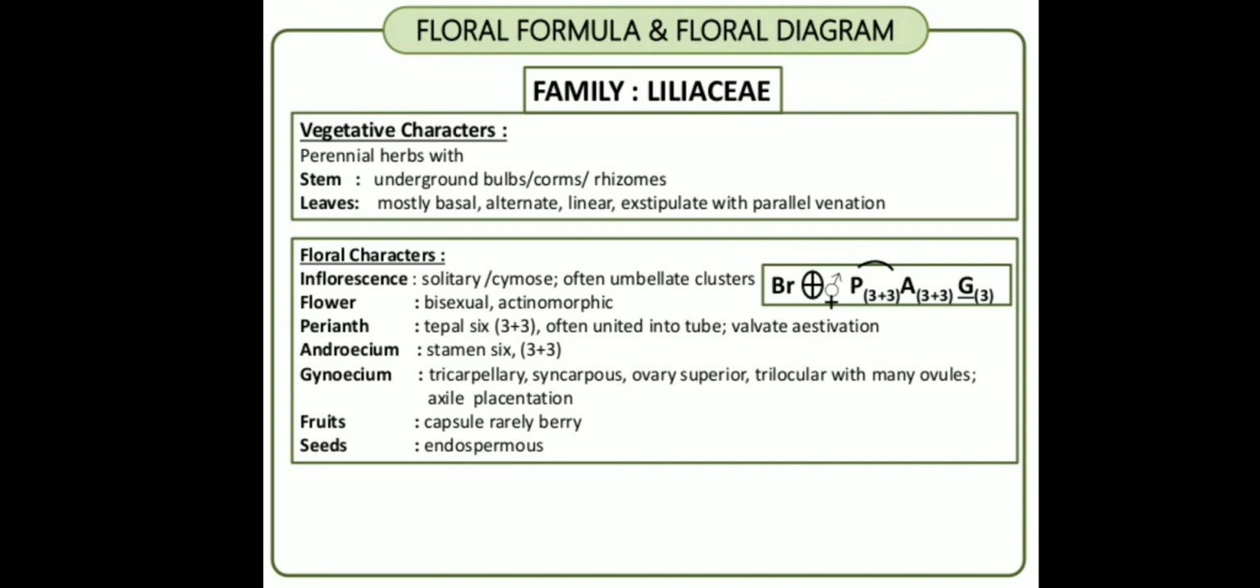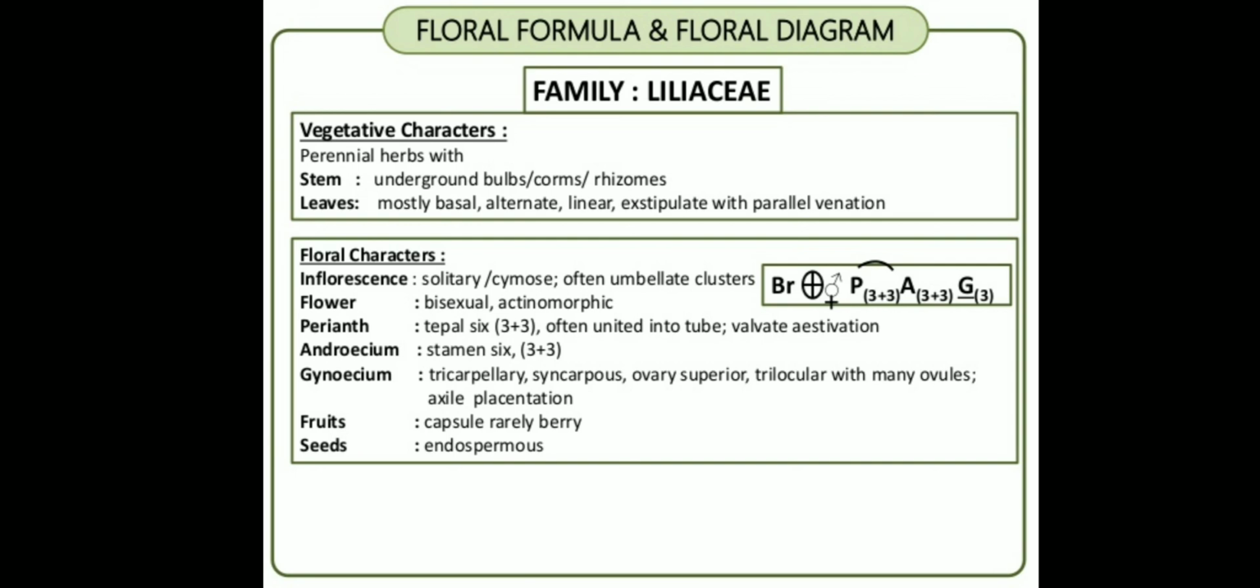Okay, flowers are bisexual and actinomorphic. Perianth, which means it has tepals. Corolla and calyx are not separated, or not identified separately. So perianth is tepal, that means tepals are 6, 3 plus 3, often united into a tube, valvate aestivation. Androecium, that is stamens, is 6, 3 plus 3. Gynoecium is tricarpellary, syncarpous, ovary superior, trilocular with many ovules, and axile placentation.